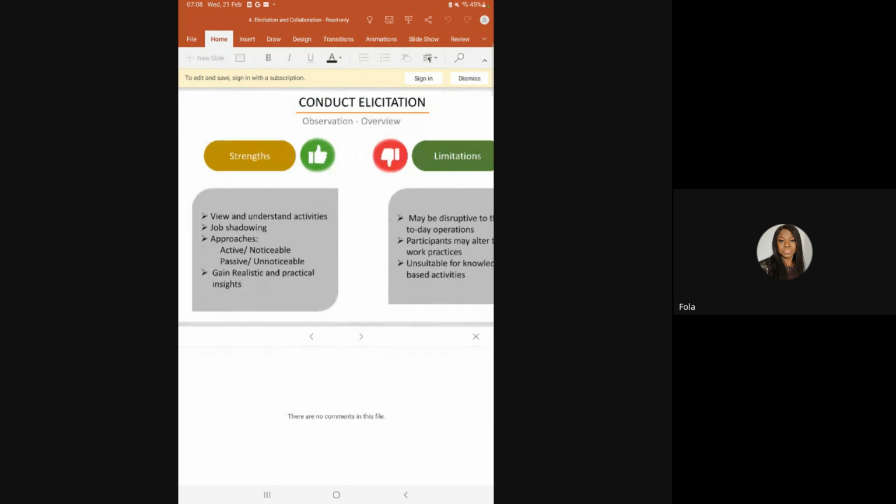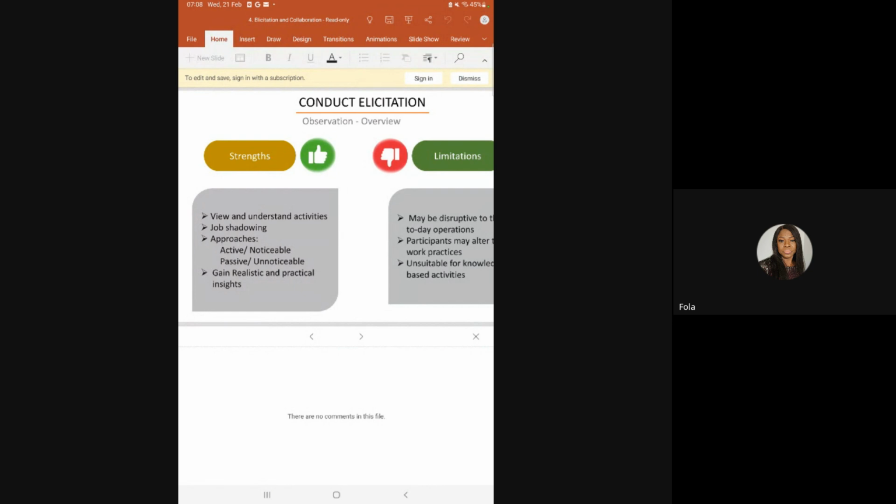So you can view and understand activities. You job shadow. Do you understand what is meant by job shadowing? Yeah, I'll do whatever you are doing. So if I job shadow, whatever you are doing, I'll do parallelly. Then what happens? I'll get all the possibilities.